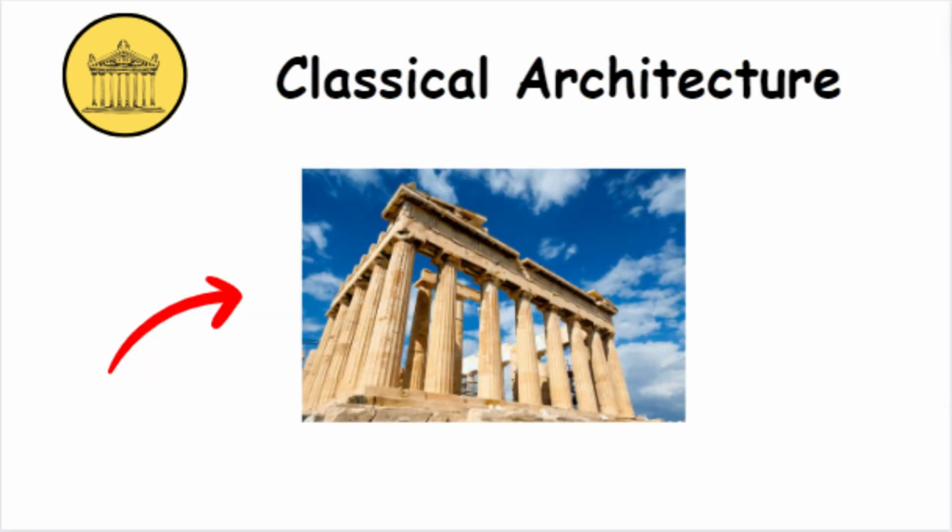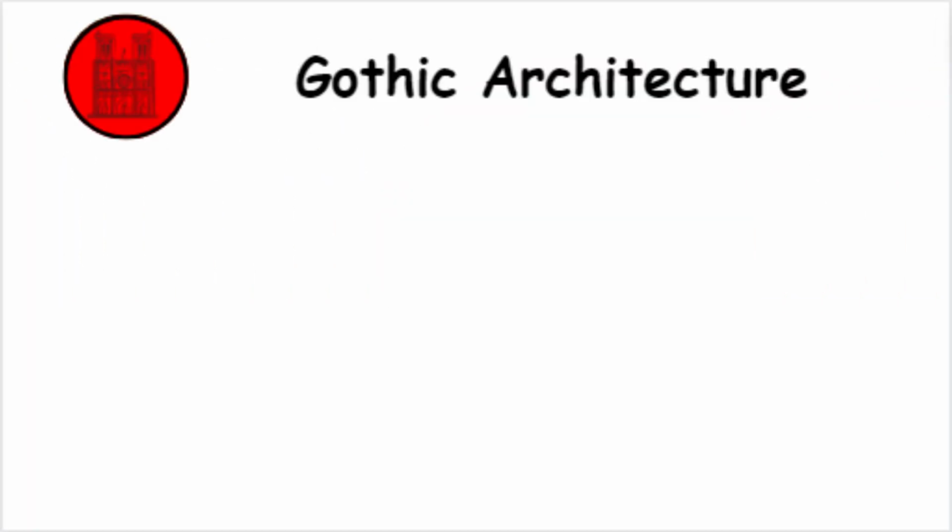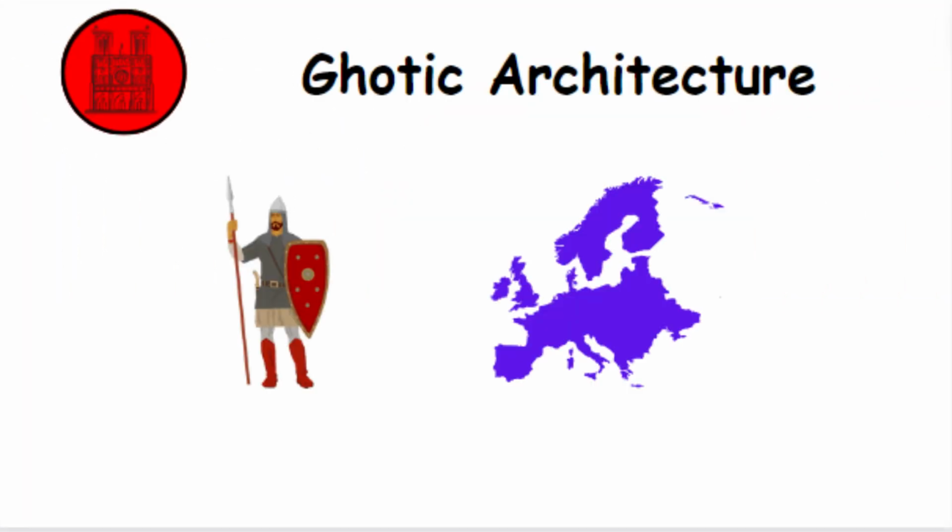The Parthenon in Athens, Greece, is a quintessential example of classical architecture, featuring Doric columns, a pediment, and a symmetrical design. Gothic architecture. Gothic architecture emerged in medieval Europe, particularly during the 12th to 16th centuries.